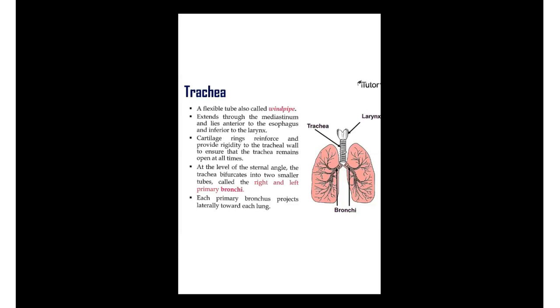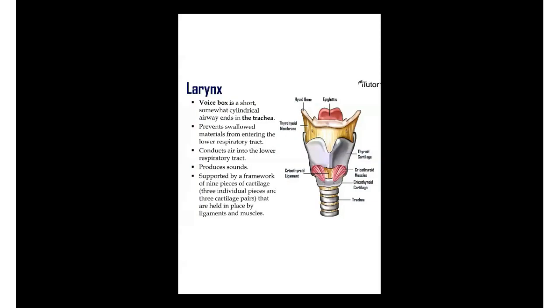Okay. So the flexible tube, I told you, is your windpipe and extends through your mediastinum. I was on this slide. I was telling you that these cartilages are supported by different types of ligaments and muscles.